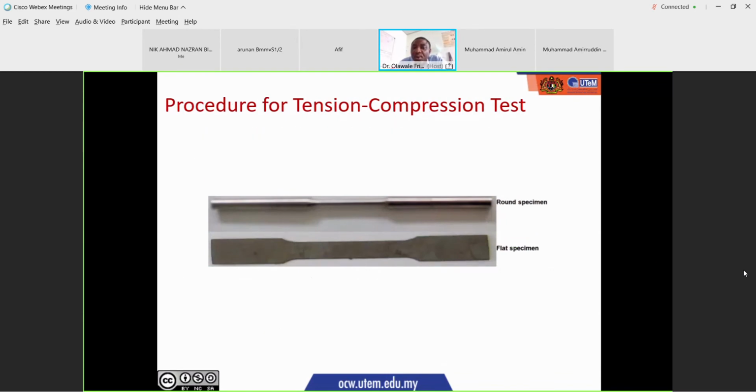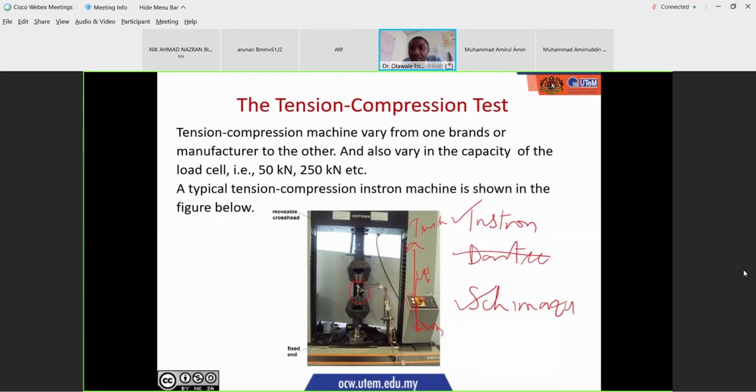Now, for you to carry out your tensile or compression test, from now, I'll be talking more on the tensile test, because your experiment is going to be tensile during your lab session. So I'm going to restrict myself to tensile, because again, tensile is commonly used as compared to the compression test. Now, for you to carry out your tensile test, there are a few steps to follow.